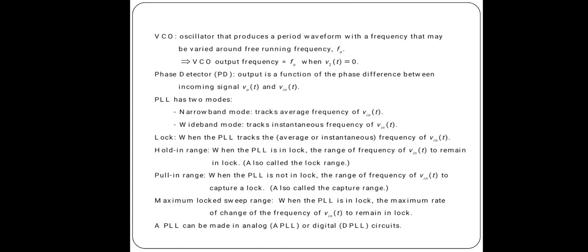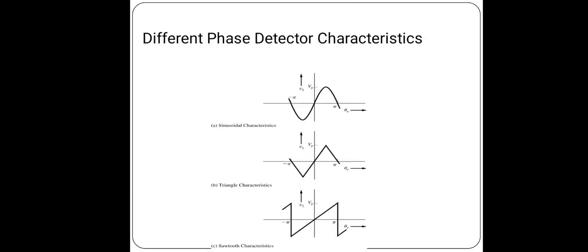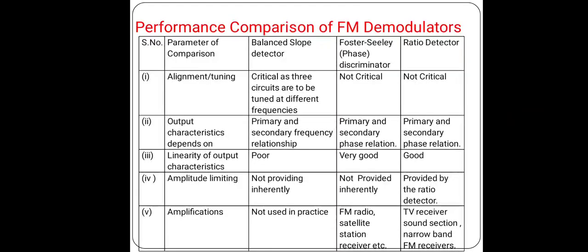Lock range is when the PLL tracks the frequency of the input. Hold-in range is when the PLL is in lock. Pull-in range is when the PLL is not in lock. The maximum lock sweep rate is the maximum rate of change of frequency when the PLL is in lock. A PLL can be made in analog or digital. This is the waveform of the PLL.